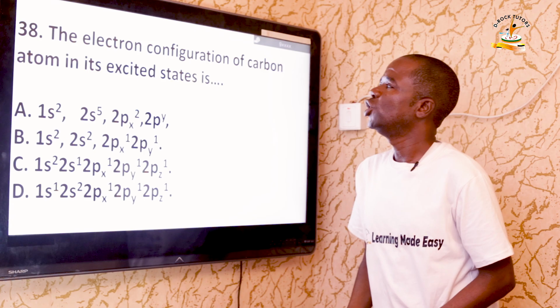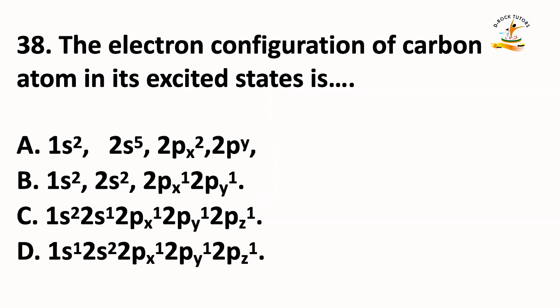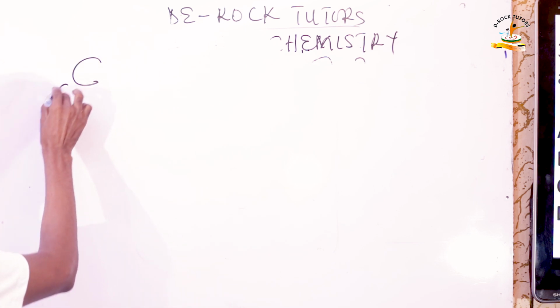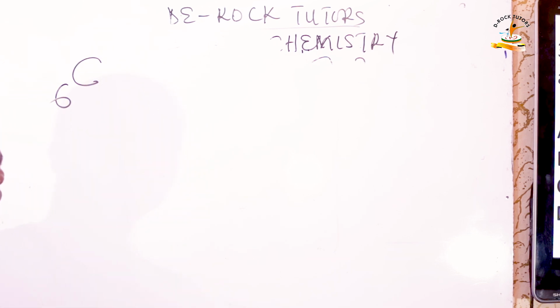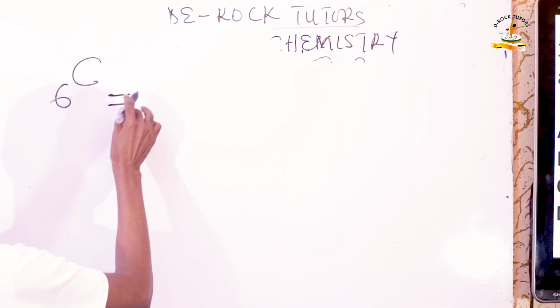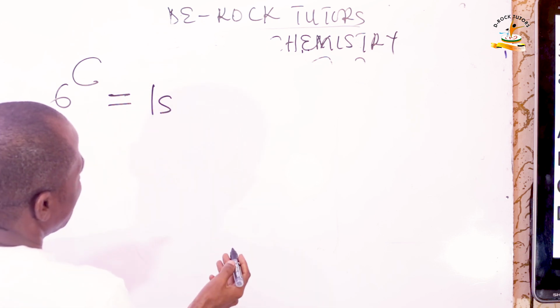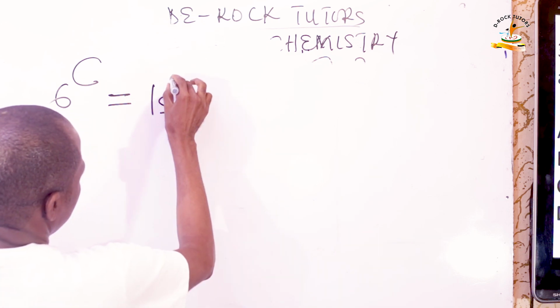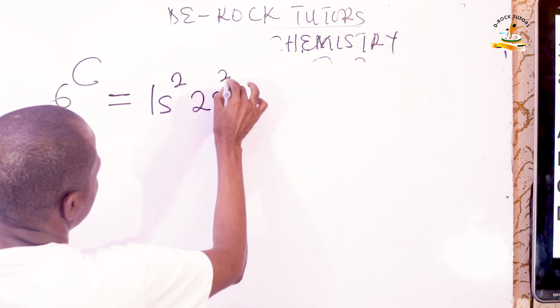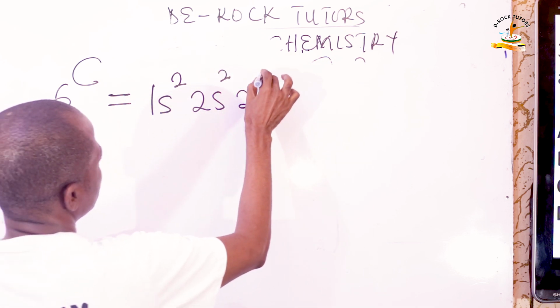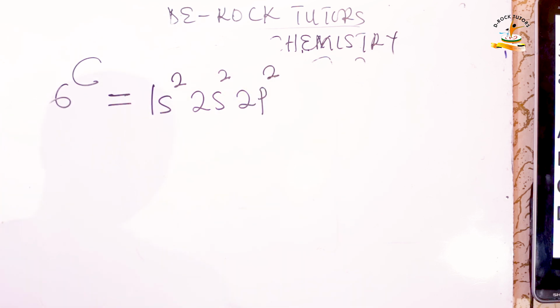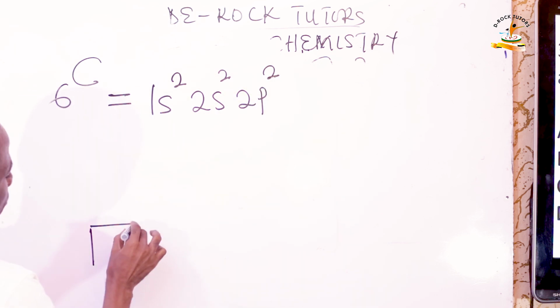Let's go to number 38. The electronic configuration of carbon atom in its excited state is... let's take a look at the board and see how to arrive at the correct answer here. We know that carbon has atomic number of 6. And if you write the electronic configuration for carbon at ground state, not an excited state, that will be 1s2, 2s2, and 2p2.